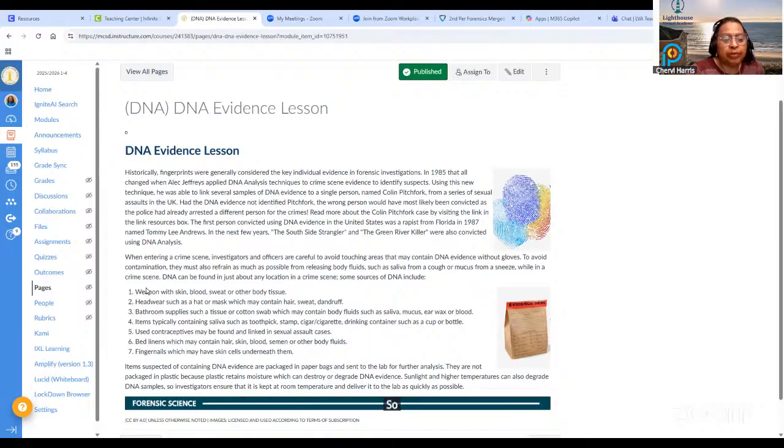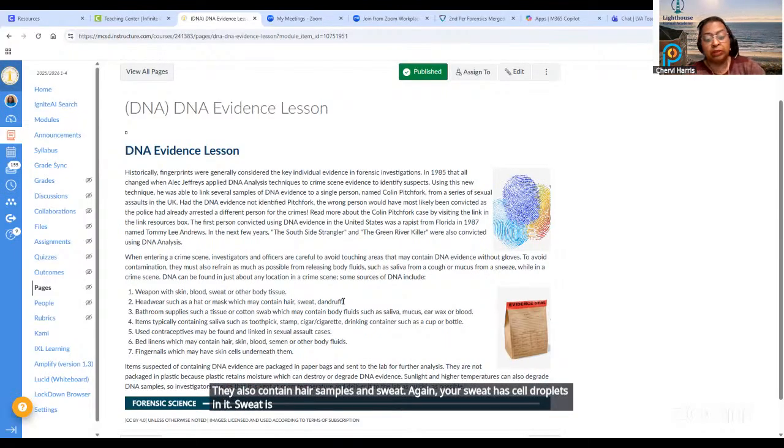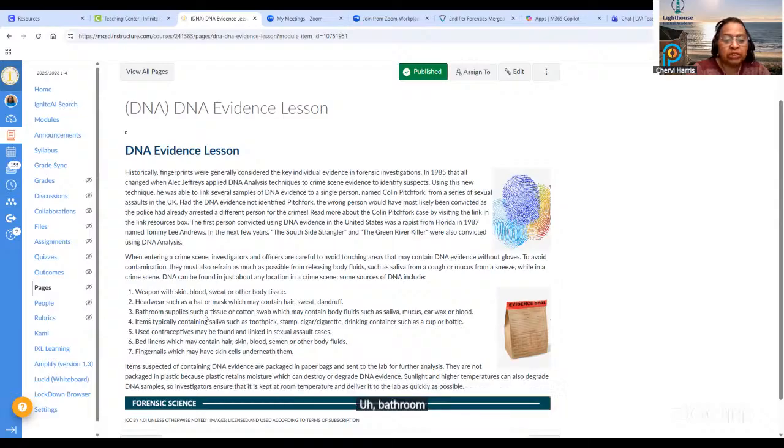So if there's a weapon, we can look at the weapon for skin that might have been left behind, blood stains, sweat, and any other body tissues. Clothing, a hat, or a mask also contain hair samples and sweat. Again, your sweat has cell droplets in it. Sweat is a waste product from your body, so it has a lot of cells in it that will have your genetic information in it. Bathroom supplies such as tissue and cotton swabs contain bodily fluids.